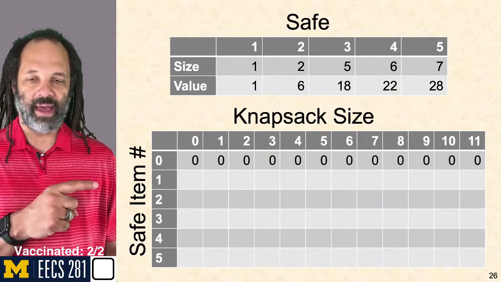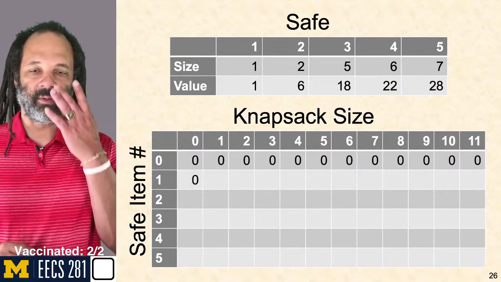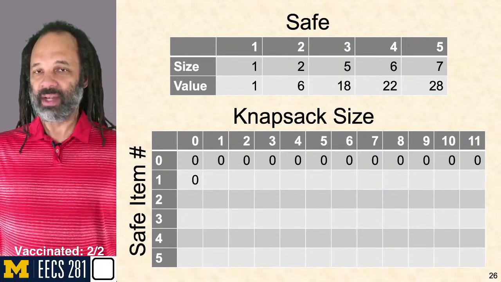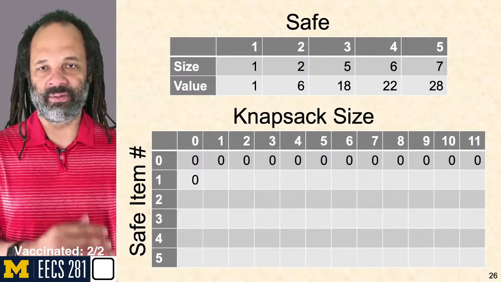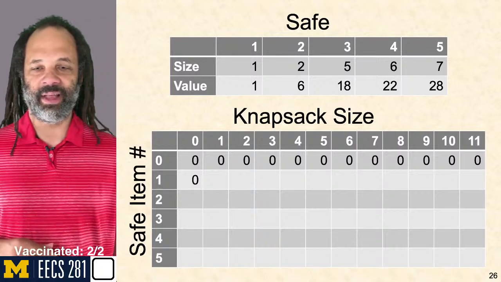How about if I include this first item? Well, the first item is size 1. So if I try to put that item of size 1 into a bag of size 0, it's not going to work. So I don't put it in there, which leaves me a bag of size 0 with a value of 0. Not impressive. Didn't take scientists to figure that one out.